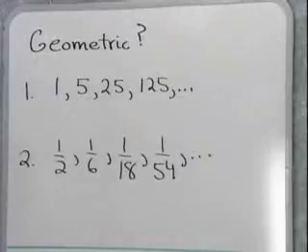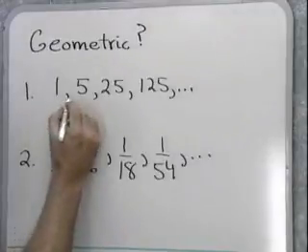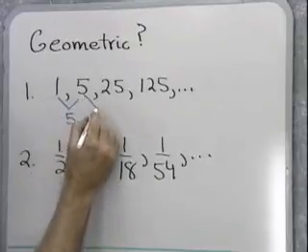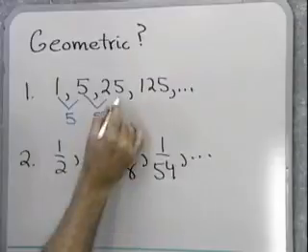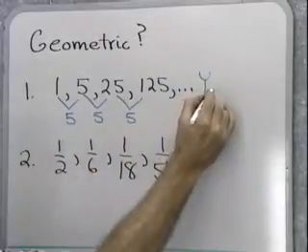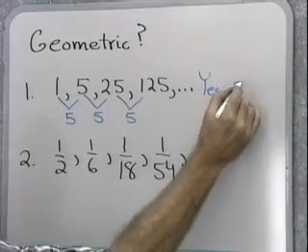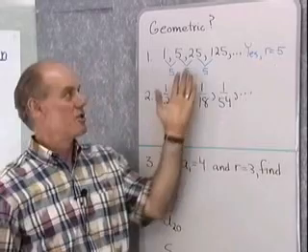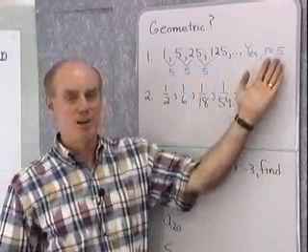So first of all, for problems number 1 and 2, the question is, are these geometric sequences? Well, let's see. To go from 1 to 5 with multiplication, I would multiply by 5, multiply 5 by 5 again, I get 25, multiply 25 by 5, and I get 125. So the answer here is yes, and in fact, the common ratio r is equal to 5. So this is a geometric sequence, and the common ratio r is equal to 5.